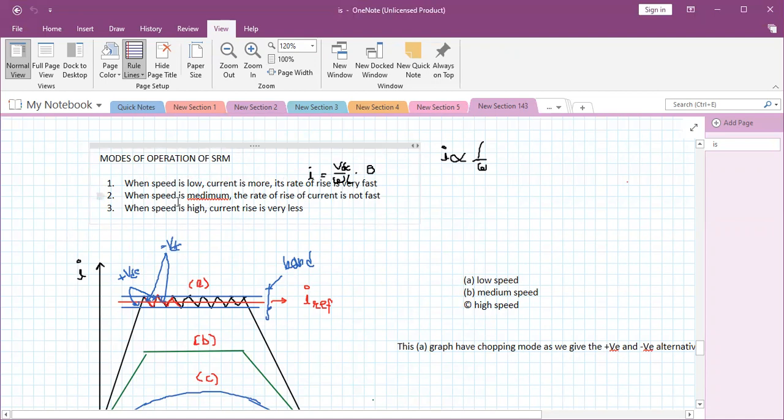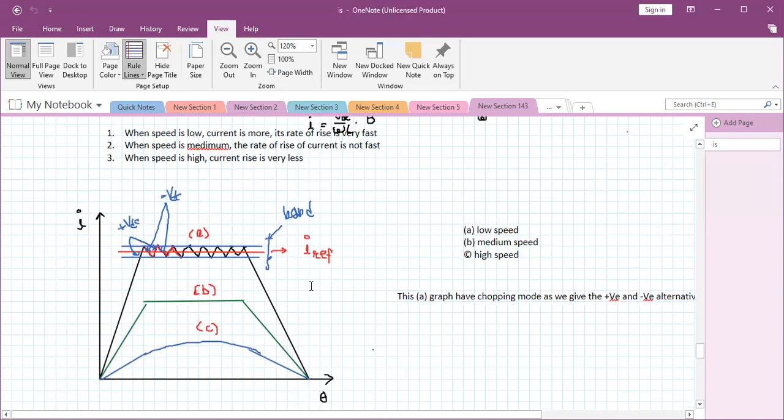Second, when the speed is medium, the rate of rise of current is not very fast, it is medium. And when the speed is high, the denominator is high, so your current will be less, and the current rise is very slow. These three cases we have represented in a graph, where we have taken I on the y-axis and theta on the x-axis, and theta is proportional to omega.